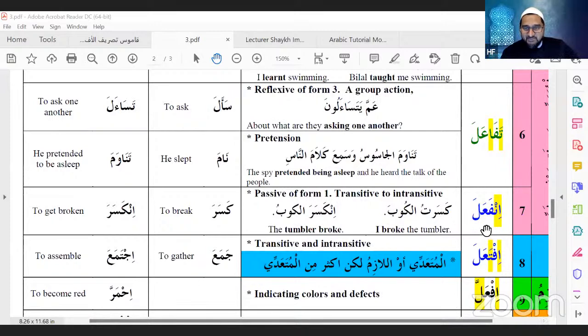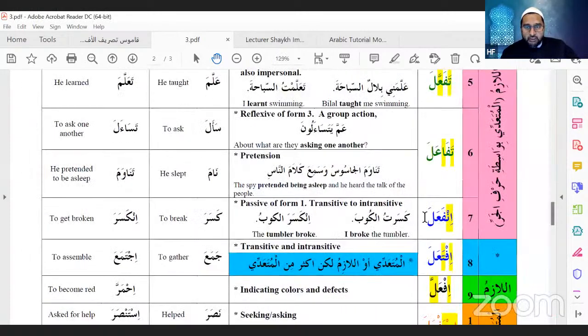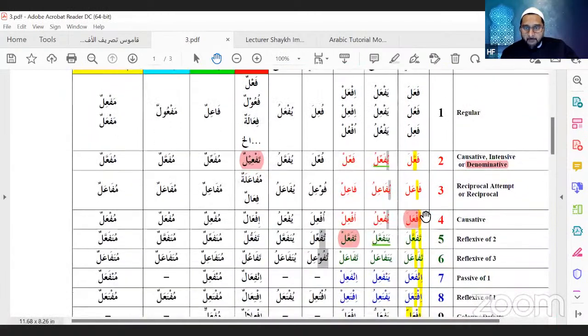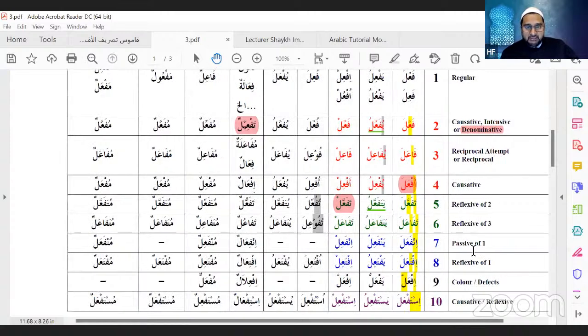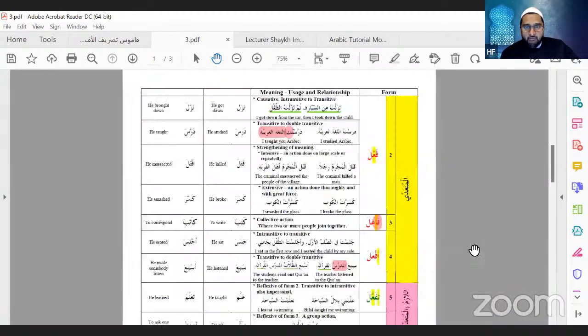Okay, in kasara, so in fa'ala. So this itself, let's go to it. Normally, in fa'ala gives the meaning of passive. I will explain what it means by passive. Let's go to the example, and then we will go.